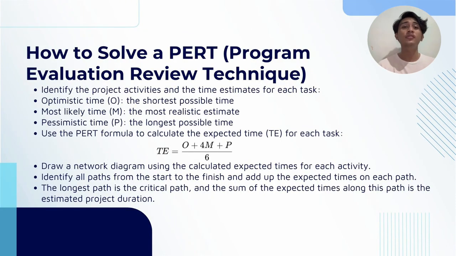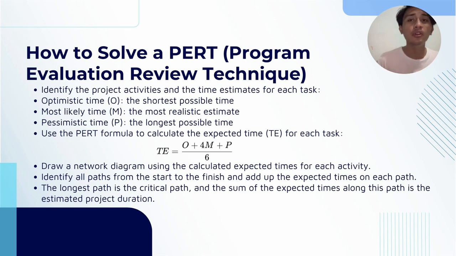Let's solve how the PERT, or the Program Evaluation Review Technique, is solved. So, how do we do that actually? Let's identify the project activities and the time estimates. The first one we're looking at is the optimistic time, which is the earliest possible time given to allow work. The next one is the most likely time, or the most realistic possible time you can finish your work. And the last one is the pessimistic time, that is the longest possible time you can finish your work.